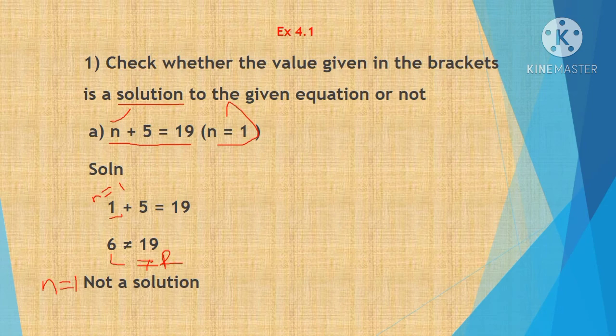So 1 + 5 = 19. So 1 plus 5, what is the answer? 6. So left hand side is not equal to right hand side, because 6 is not equal to 19. So we can say n = 1 is not a solution because we did not get left hand side equal to right hand side. Understood, children? Now let's see the second.